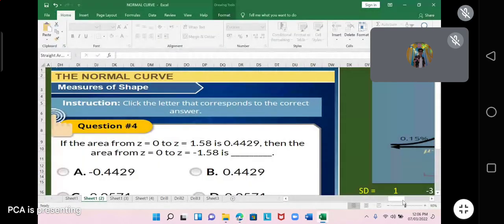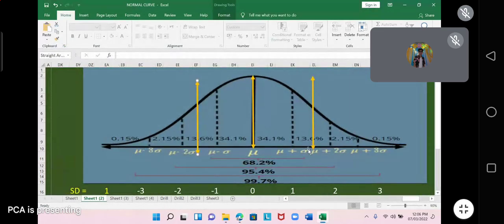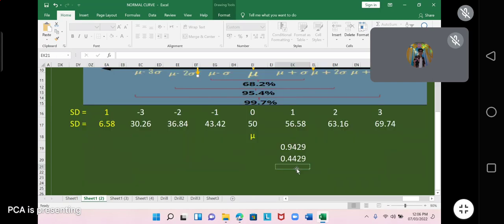So again, if you will be asked what is the percentage between negative 1.58 up to the z-score that is 1.58, what is the probability that that group will have in taking the exam? Of course, you add them all. It's 0.4429, twice of it. Times mo na lang yan.